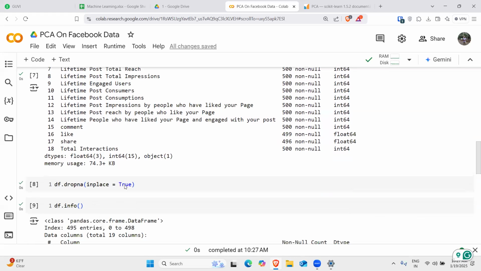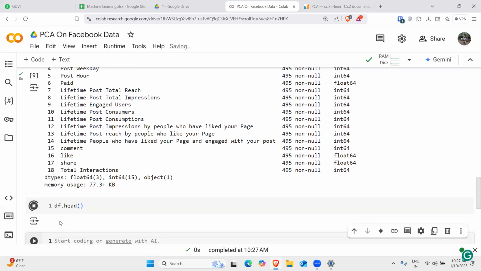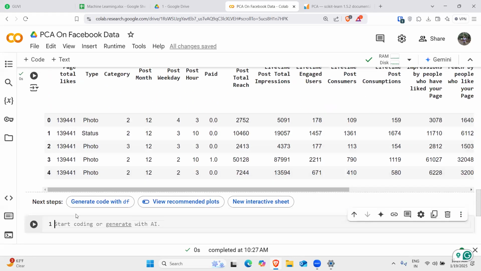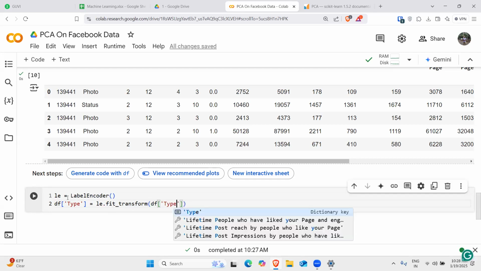Right. Now let's do encoding, because some of the columns are categorical. This type column is categorical. So let's apply label encoding for that. I'll write ali is equal to LabelEncoder(), df of type is equal to ali.fit_transform, and df of type is what I'm expecting over here, right?